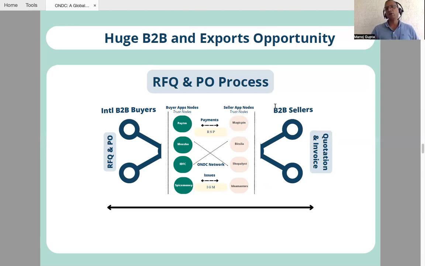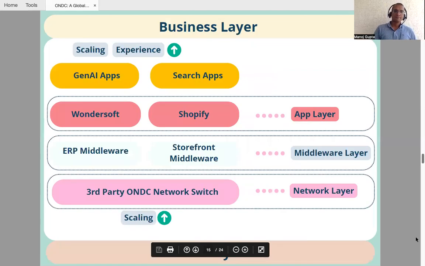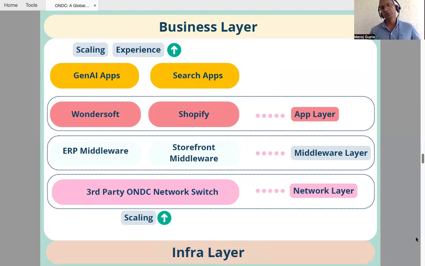The whole RFQ and PO process, quotation process, and invoice process is getting built in ONDC, which can be very interesting in my view. This is how the stack looks, and this is for startups who want to build tools, who want to build software apps for ONDC. You have opportunity in all the layers. It starts from the top business layer down to the infra layer, right?